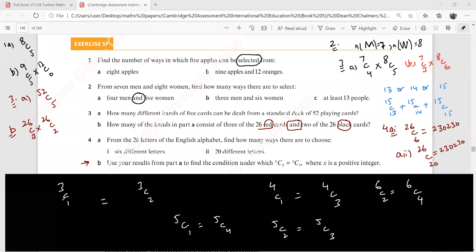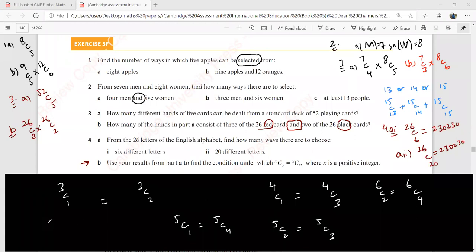For example, you have 3 items with you and you want to choose one of those 3. So indirectly, that means you're rejecting 2 of those 3. Yes or no? So this is always same.